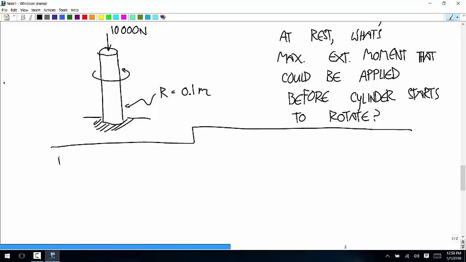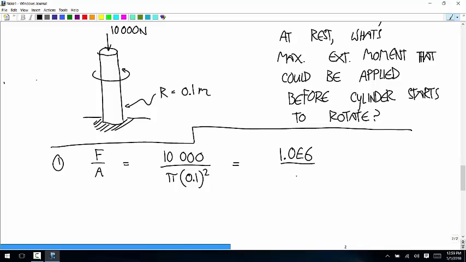So step one, we're going to calculate the force per area. And that's equal to 10,000 divided by pi r squared. Since the pi's cancel, I'm just going to leave the pi in here. It'll go away later, so we might as well not introduce that round off error. So this is 10,000 divided by pi times 0.01. And so that is 1.0 times 10 to the 6 divided by pi.